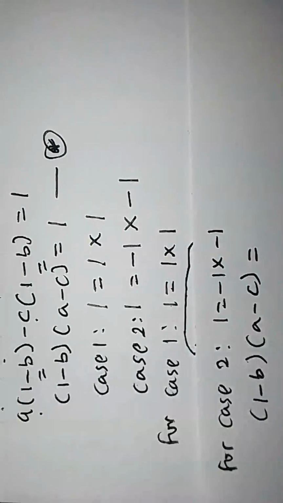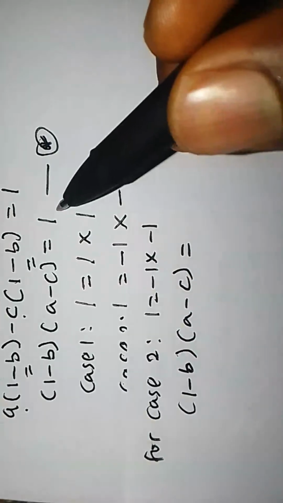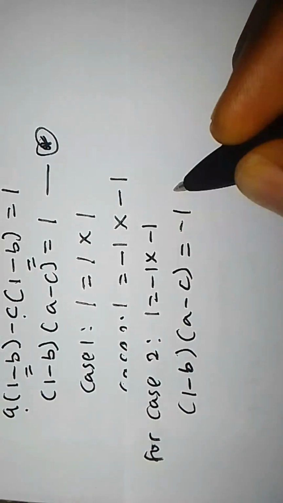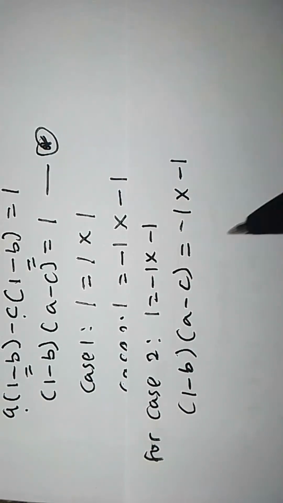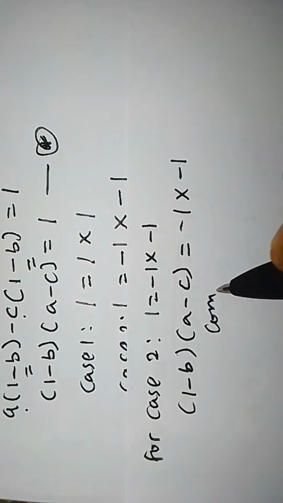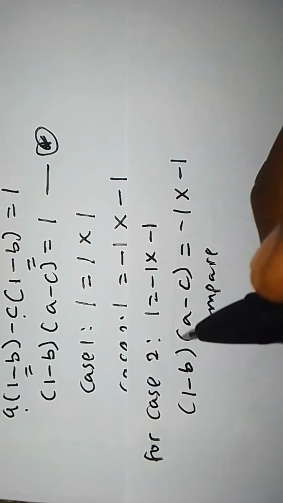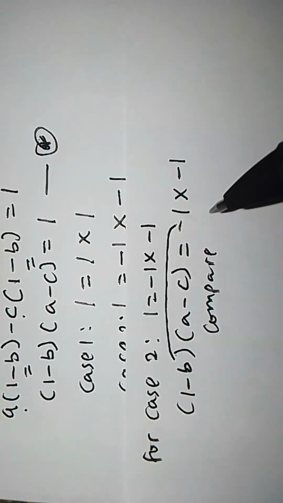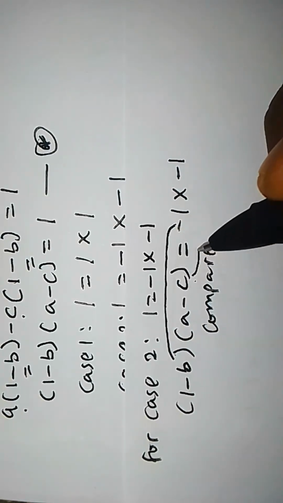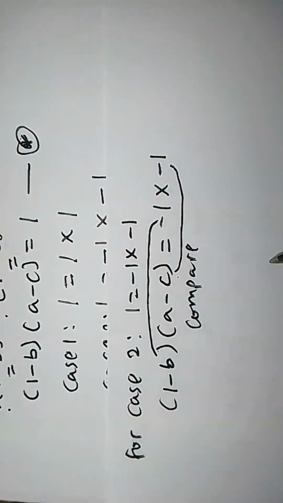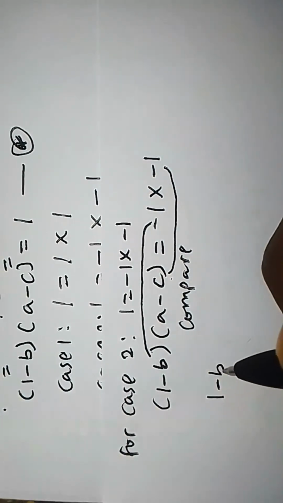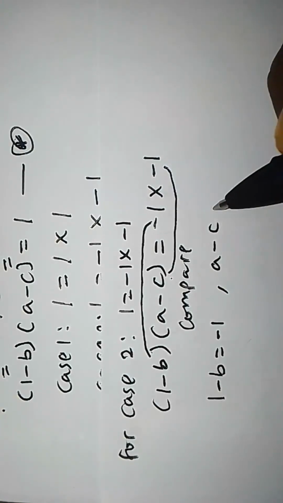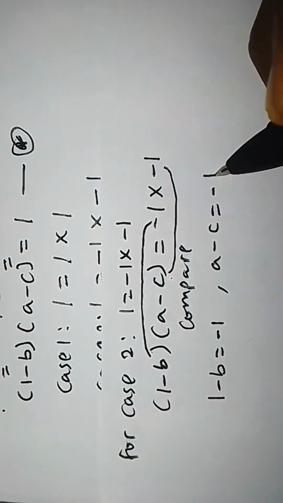So on this right hand side, 1, we will now write minus 1 times minus 1. Now let us compare. If we compare, 1 minus b will be equal to minus 1, while a minus c will be equal to minus 1 also. 1 minus b equals minus 1. A minus c is equal to minus 1.